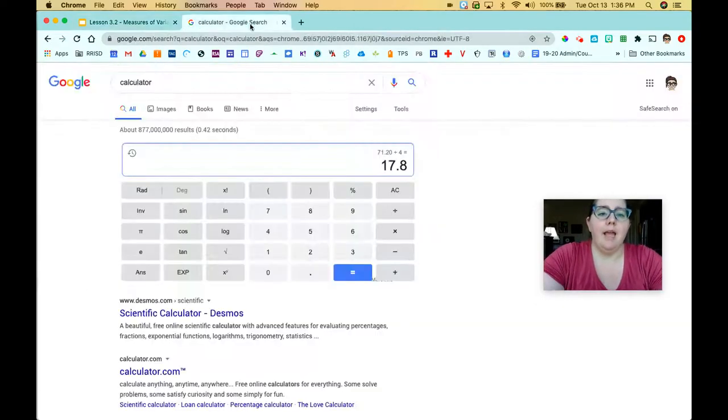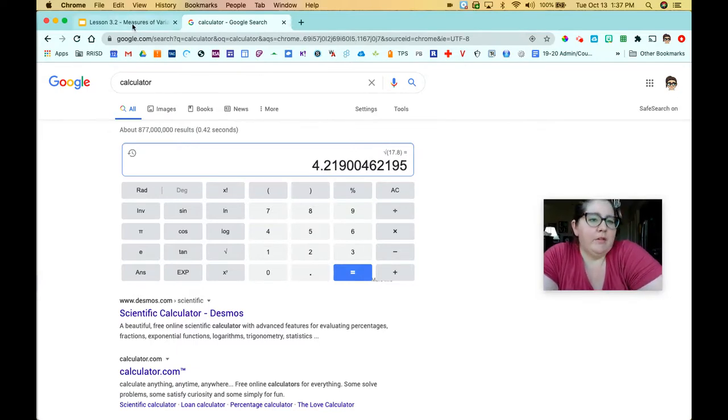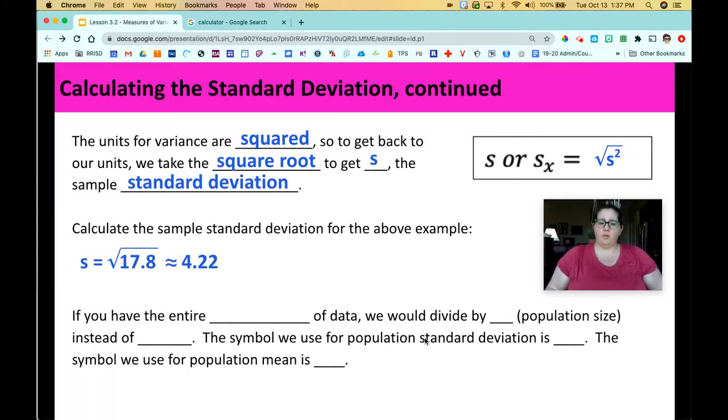Again, I can do that in my calculator. There's my 17.8. I'm going to hit my square root button, 17.8. And I get 4.219, or if we round it, it'll be 4.22. So that is how I calculate standard deviation. Is it easy and quick? Absolutely not. Do you need to memorize the formulas and the steps? Probably not. And I'm going to show you in a couple of minutes how we can use a quicker way to calculate standard deviation. But you should be familiar with the steps. You will see questions on assignments about the steps.